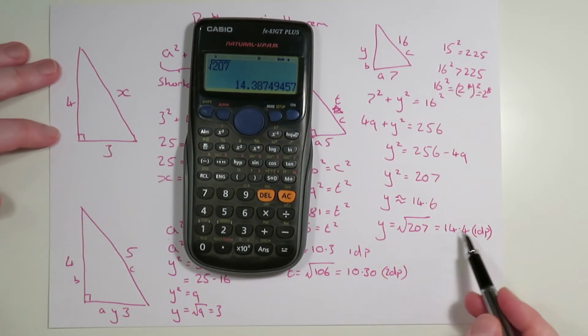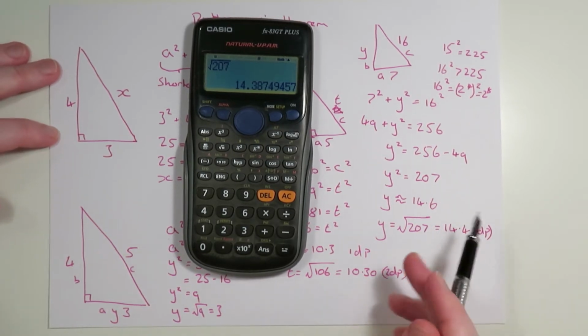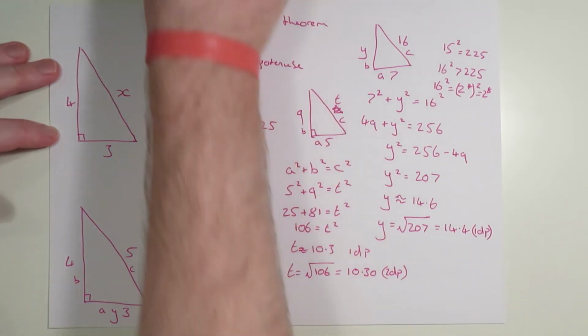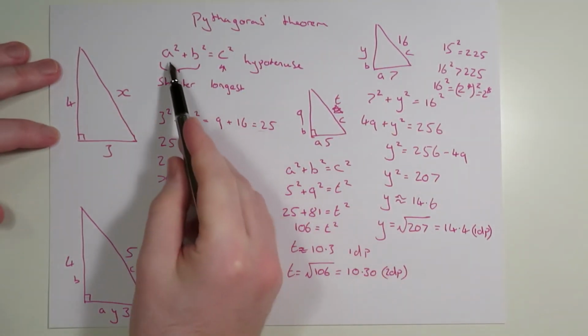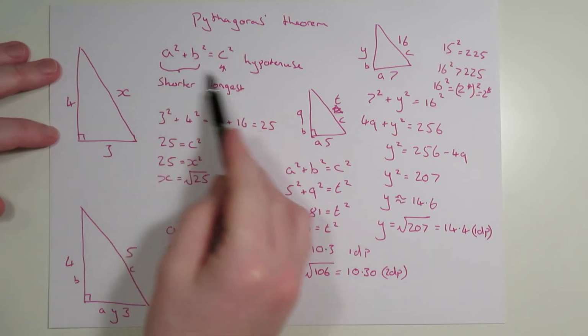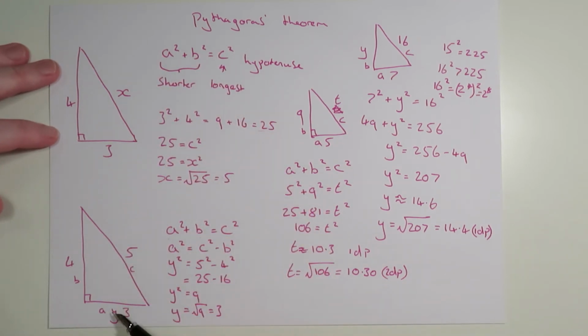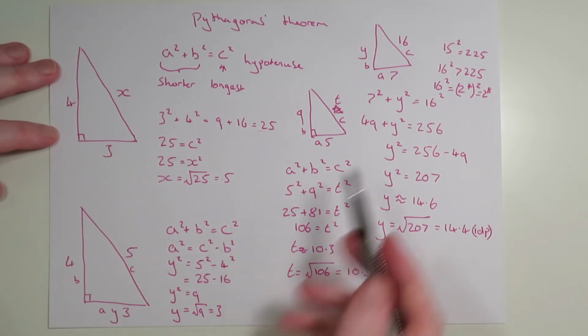So yeah, this here is Pythagoras' theorem. You start off with this equation here. You label your triangle. Always label your longest side as C. Always label the hypotenuse as C. Label the other 2 sides A and B. Doesn't matter which way around they go. And then you need to put all of the numbers that you're given into the equation, like we did here.